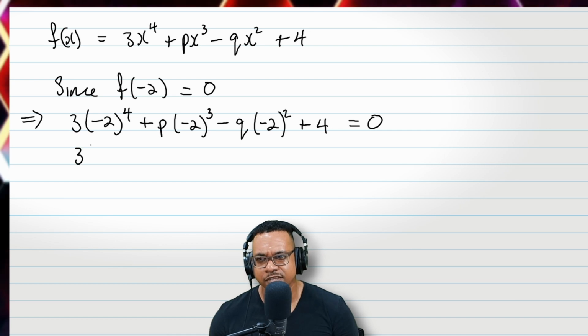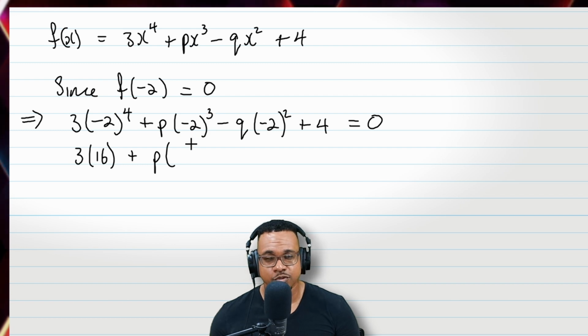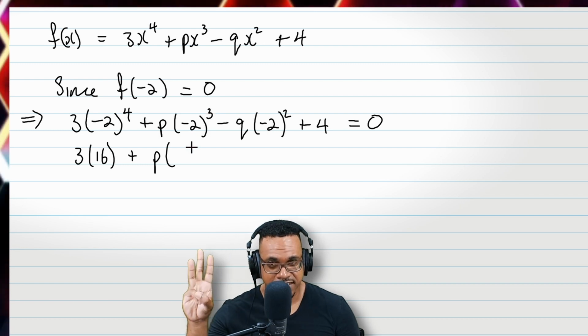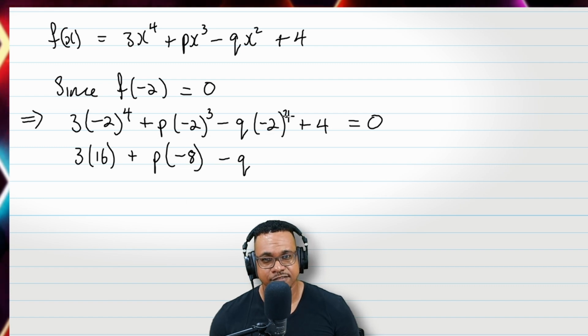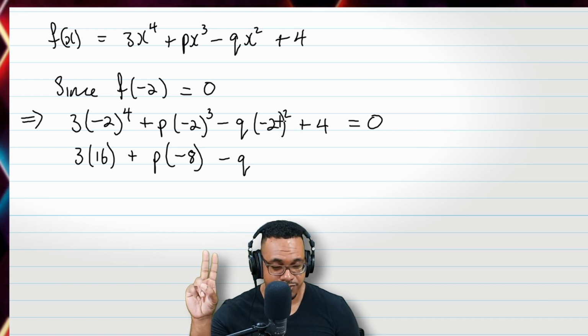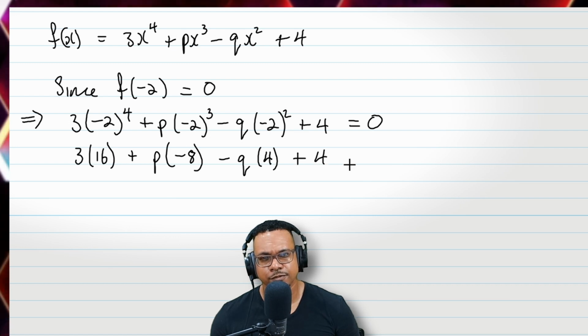So you're going to have 3 by 16 plus p by negative 2 to the power 3. So we have a negative number to an odd power, so the answer would be negative. So we have 2 by 2 is 4, by 2 is 8. So we're going to get negative 8. Take away q by negative 2 squared, so that'll just be 2 by 2 is 4. A negative number to an even power, so we get positive 4, plus 4 is equal to 0.